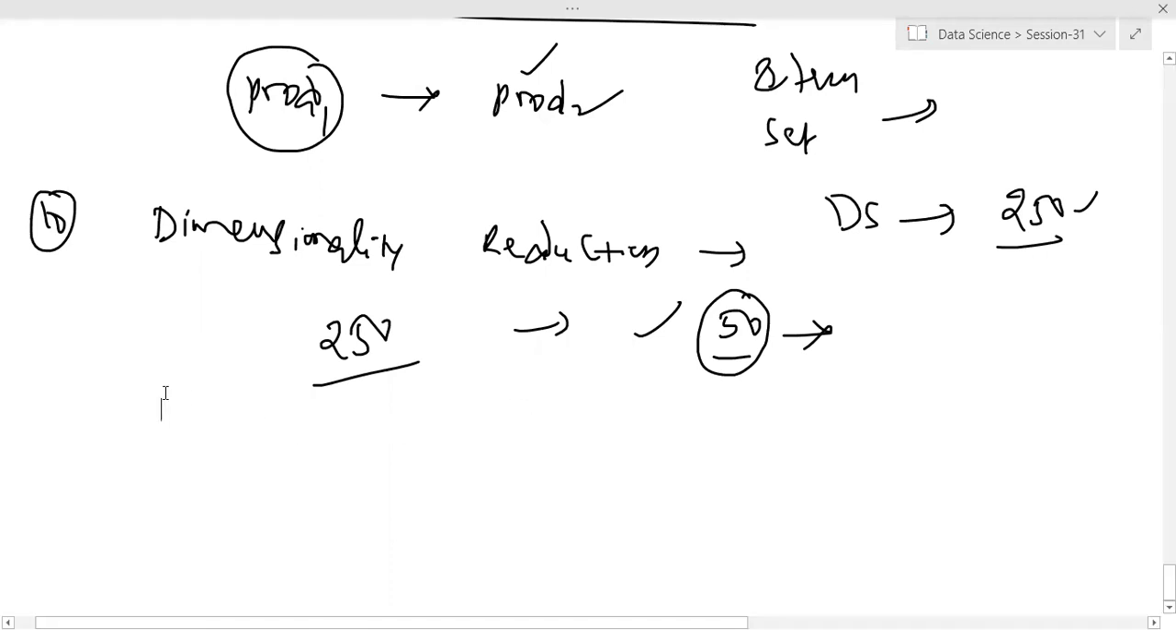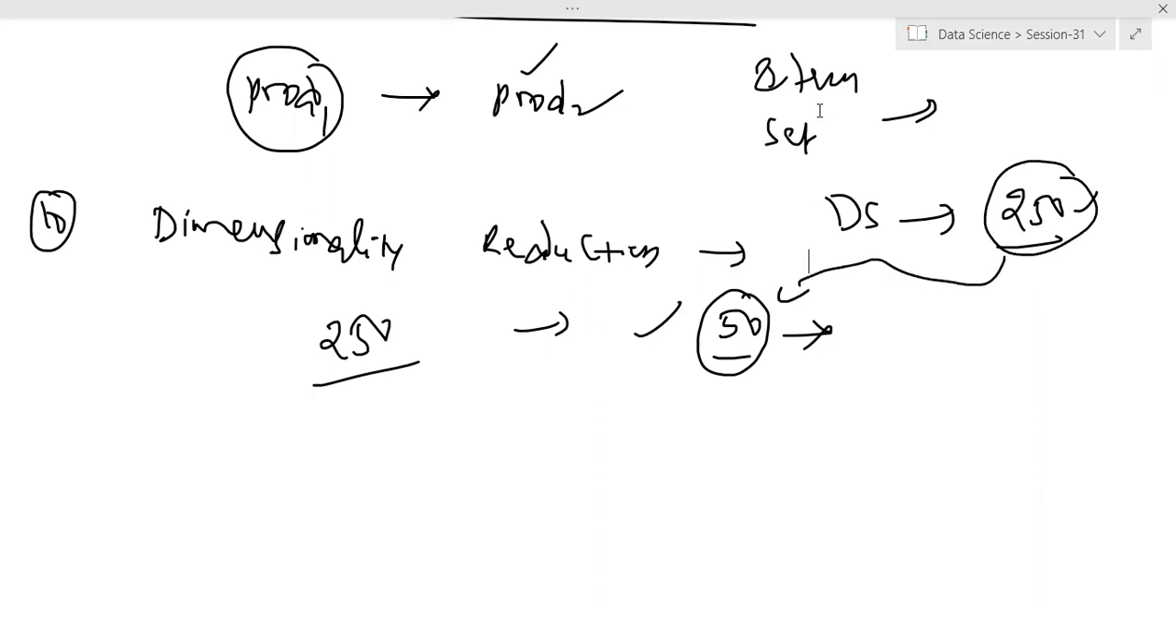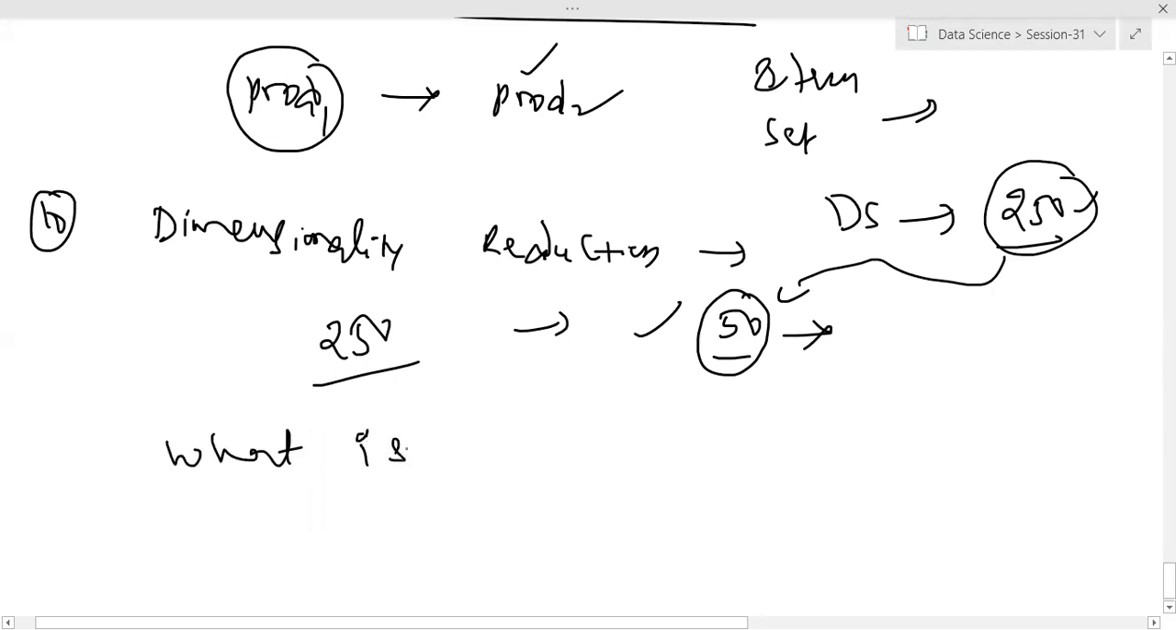So I asked him, like 50 features are there while starting your modeling and while you are fetching your data, do they have the same kind of 50? Okay, no problem. So then he said 250 initially we are having. Now we got additional 50. We reduced that particular 250 to 50. Then I asked a simple question: what is the basis for that?